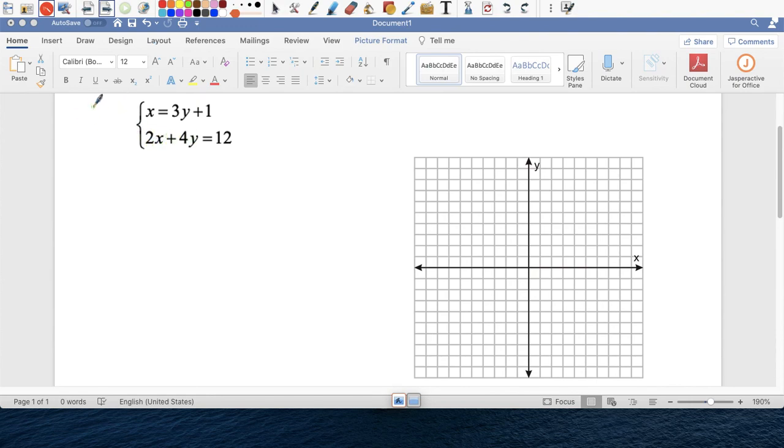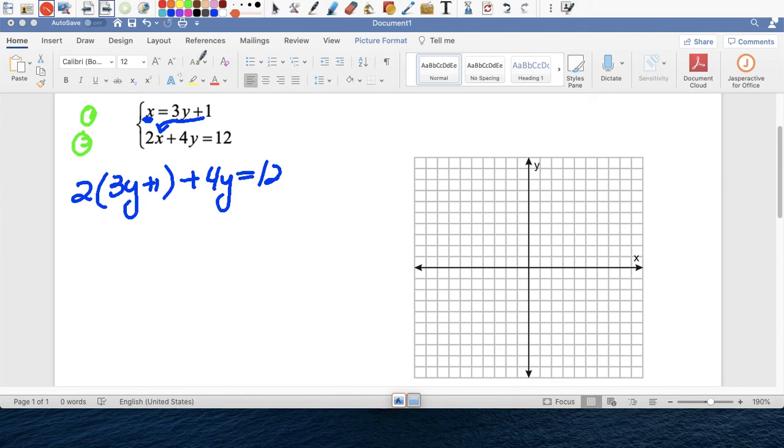Just a little different. So here's equation 1, equation 2. I'm going to take what they tell me x is in equation 1 and substitute. So wherever I see x, I'm going to replace it. It's going to be 2 times (3y plus 1), and then plus 4y equals 12.